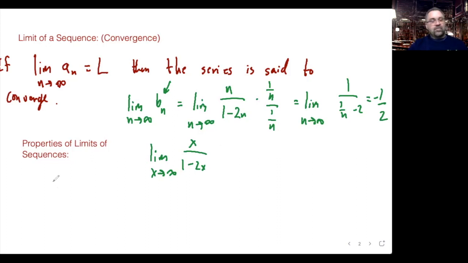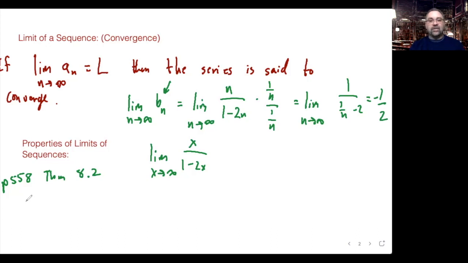Okay. Some properties of limits of sequences. You'll find these on page 558. There's a whole list of them there. Theorem 8.2 lists out a few properties of these things. I don't think you're going to find it too terribly exciting. It's just like, if you have two sequences added together that both converge, to find the limit of the sum, you can just take each one separately and find the sum of the two limits.